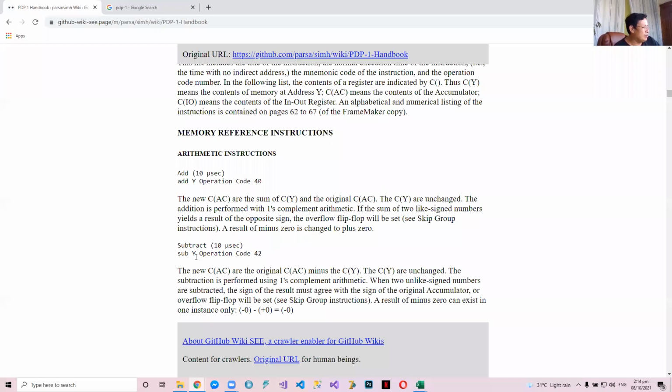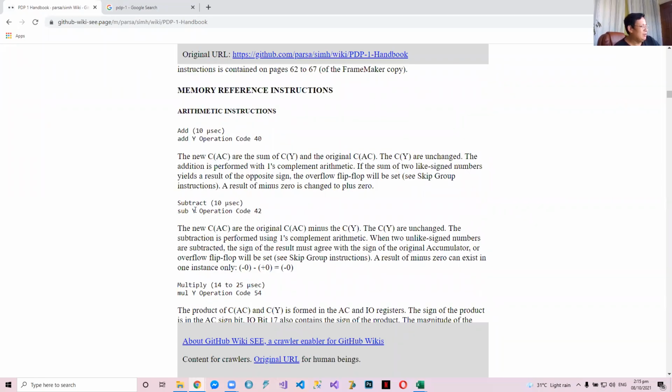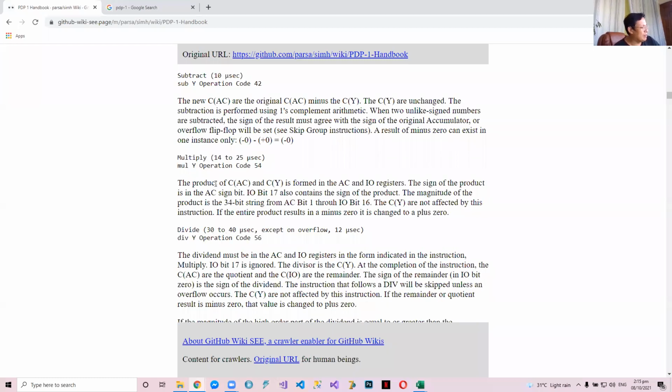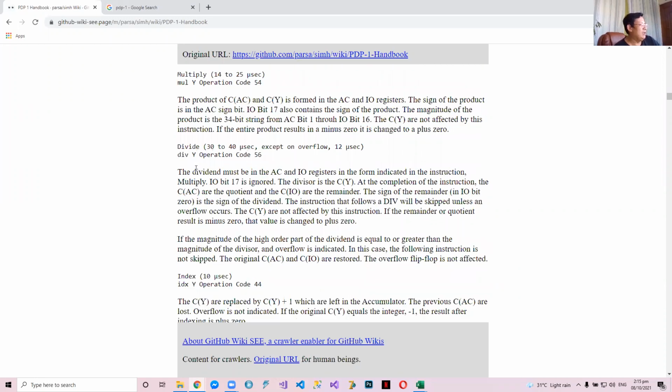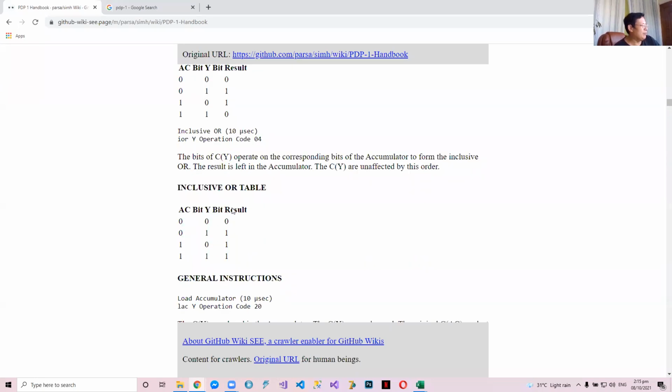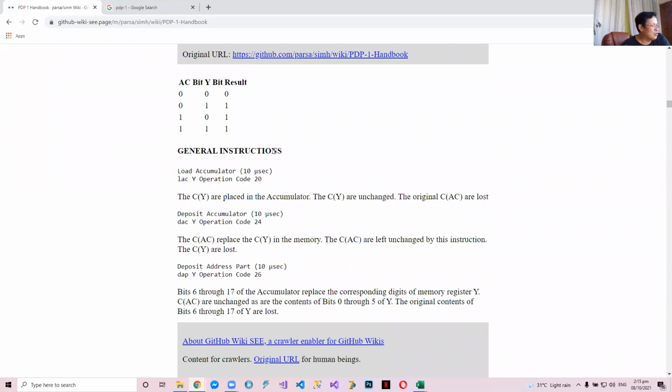Now, in the IAS, you will have sub m of y. Do you follow? In the PDP-1, you will have sub y. Okay? Do you follow? You have mul y. This is slightly different, but for whole numbers, they're the same. In the IAS, you will have mul m of y. You'll have div y, instead of div m of y. Okay, it has logical operations, it has shift operations.